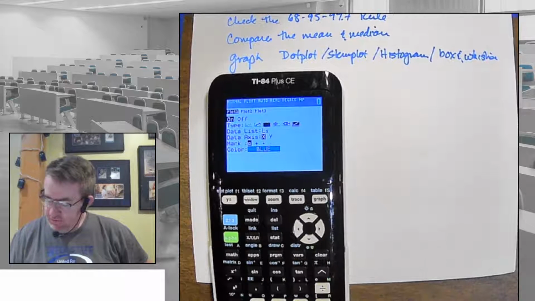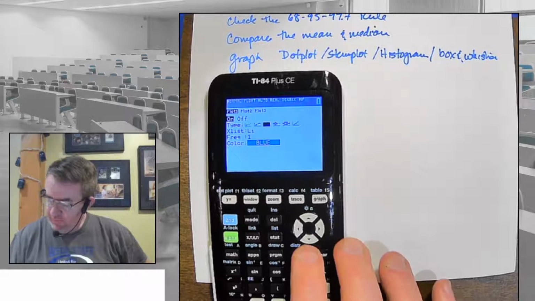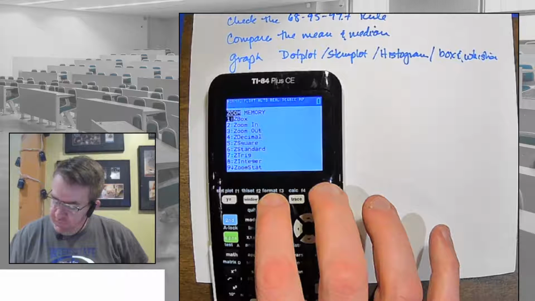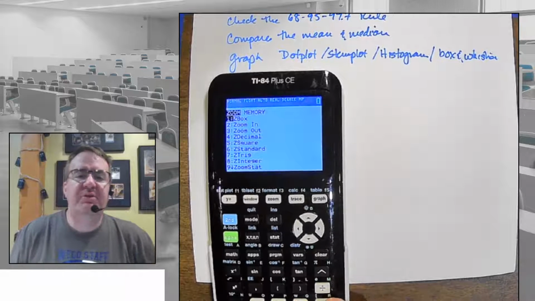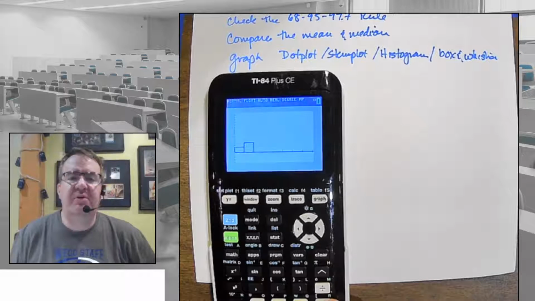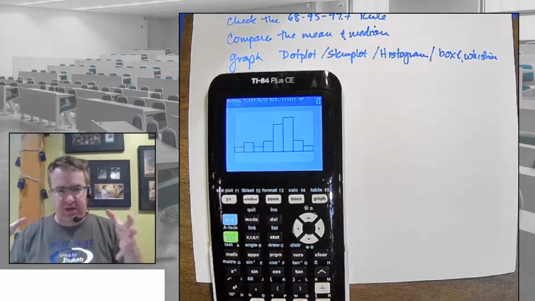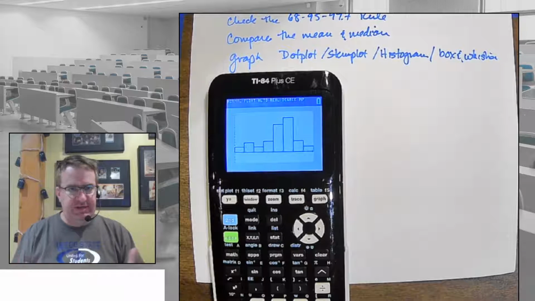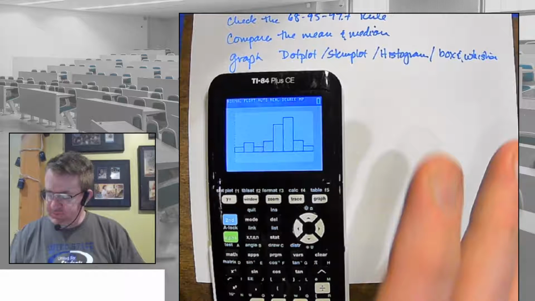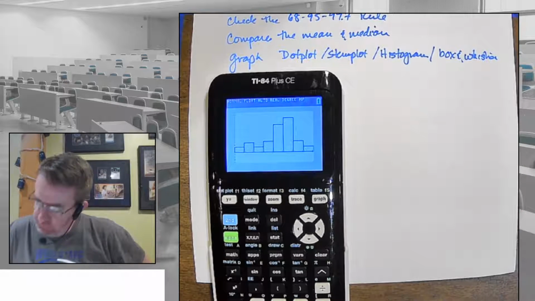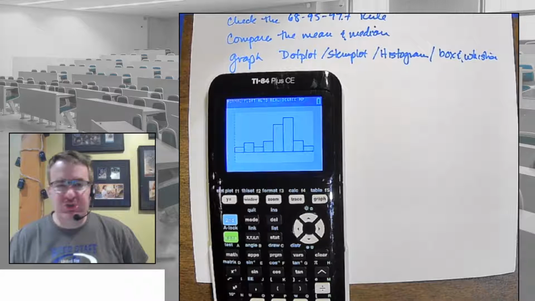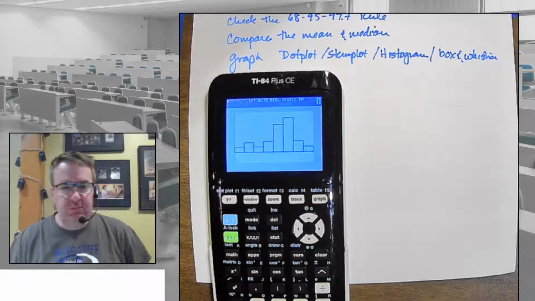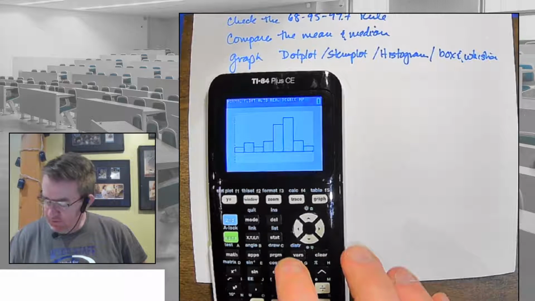So if we were to do the histogram and run it, notice if I go to zoom stat, I press number 9. You can either arrow down or press the number 9. It zooms in on the data, which is very helpful to at least get an idea of where things are going. So there's my histogram. It looks potentially skewed left, but let's see what else we've got.